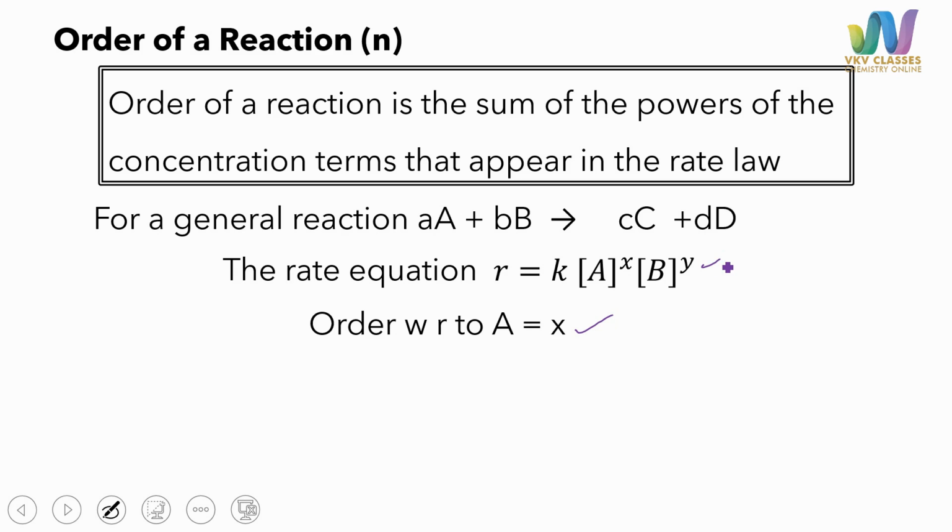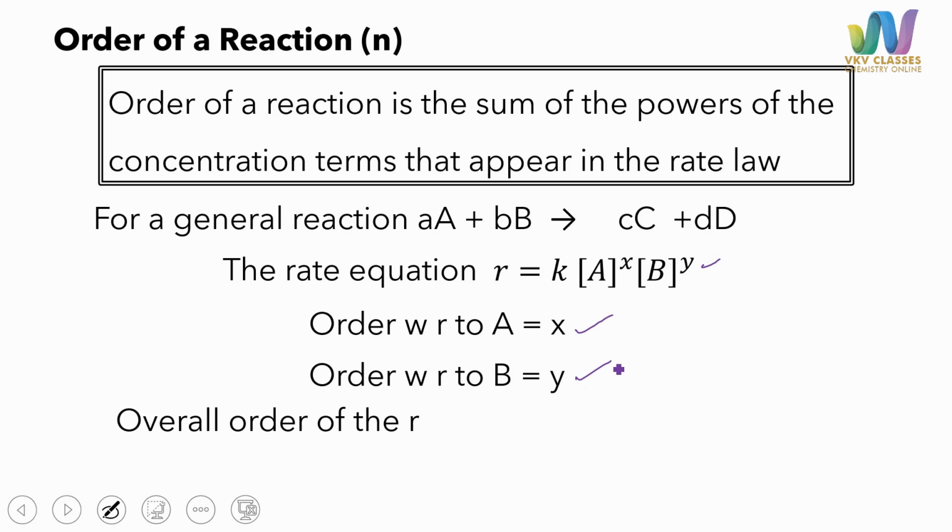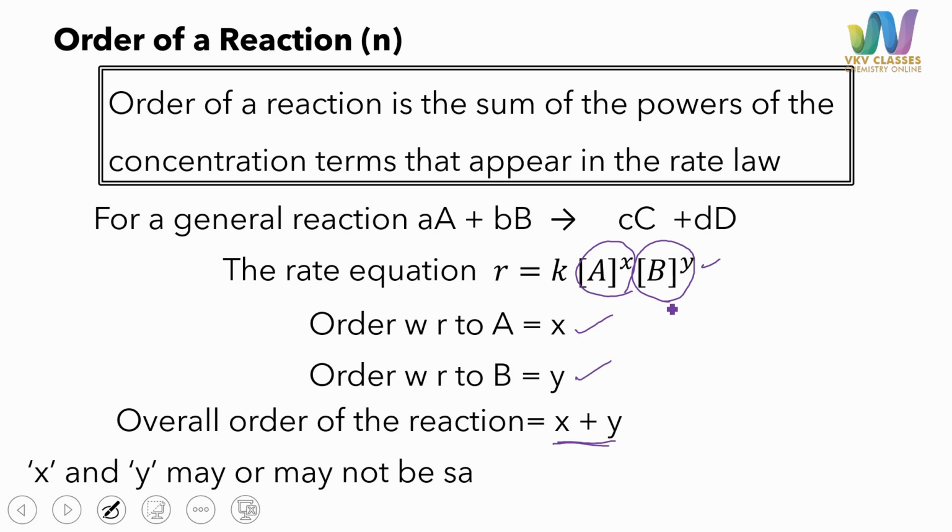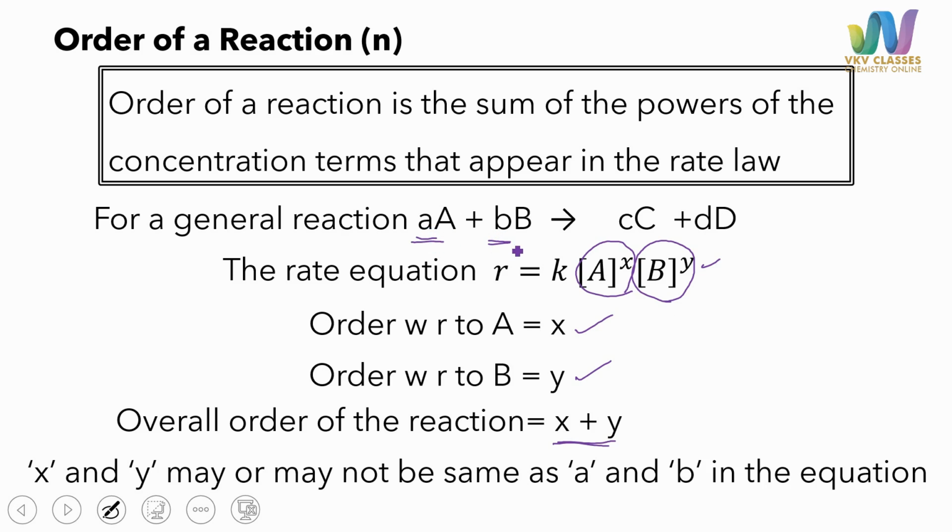The power of B in the equation is Y, so the order of the reaction with respect to B is Y. The overall order of the reaction is equal to X plus Y. That is, X is the power of A and Y is the power of B, and the sum of the powers X plus Y gives you the order of the reaction. From this equation you have to take note that X and Y that appear in the rate law may or may not be equal to the coefficients of A and B in the given equation.